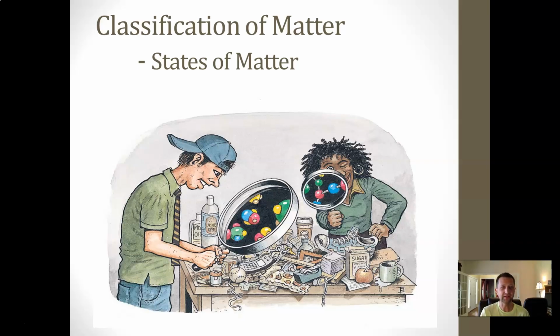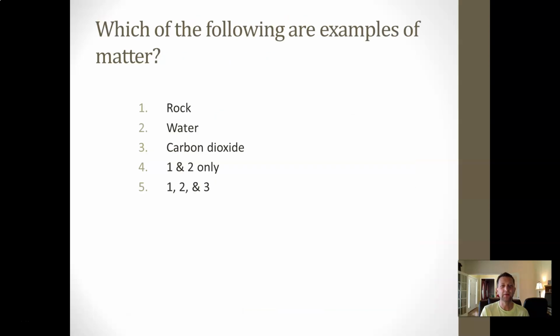So let's get started and take a look at a simple question: which of the following are examples of matter? Rock, water, carbon dioxide, only 1 and 2, or all 3 of those. Think about it for a second. You probably have a guess in mind. Most students will say number 1 is definitely a piece of matter, and number 2, and then sometimes it's a mix on number 3.